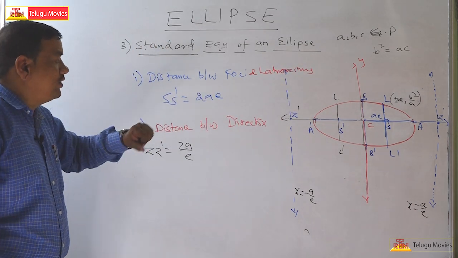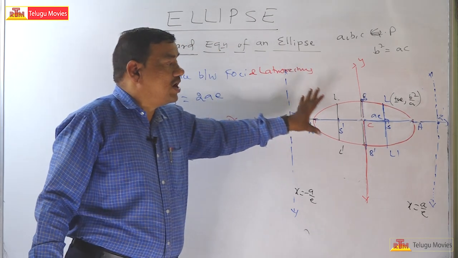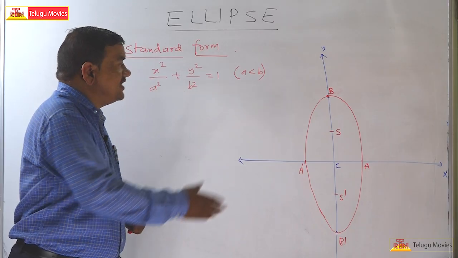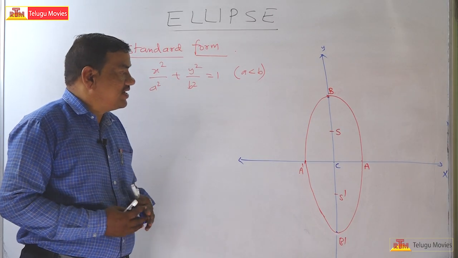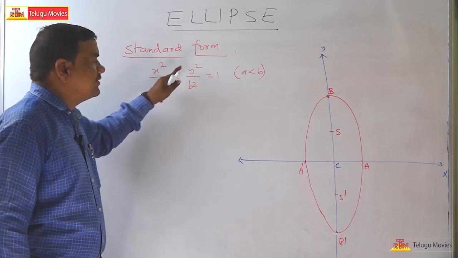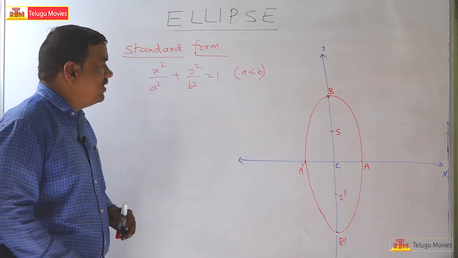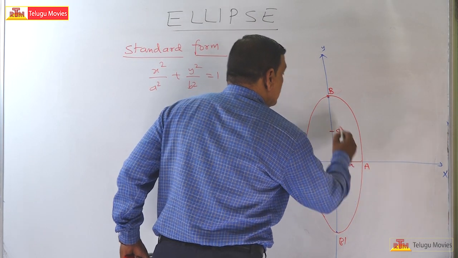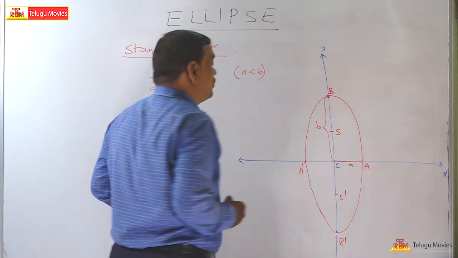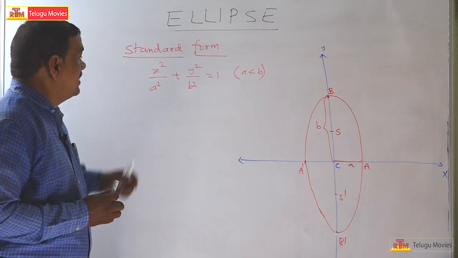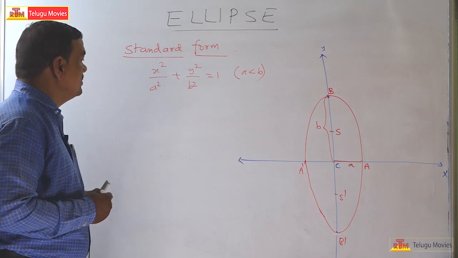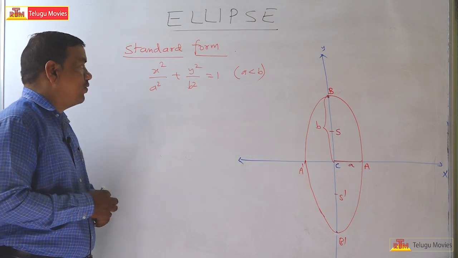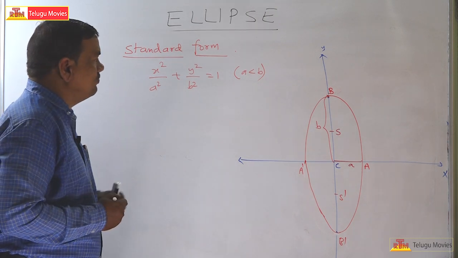Okay, now we are going to see the vertical ellipse. So we call it a vertical ellipse. Here x square by a square plus y square by b square is equal to 1. Here a is less than b. So this distance is a and this length is b. Then the equation of this ellipse is x square by a square plus y square by b square is equal to 1. Okay, now the equation of this ellipse is over.